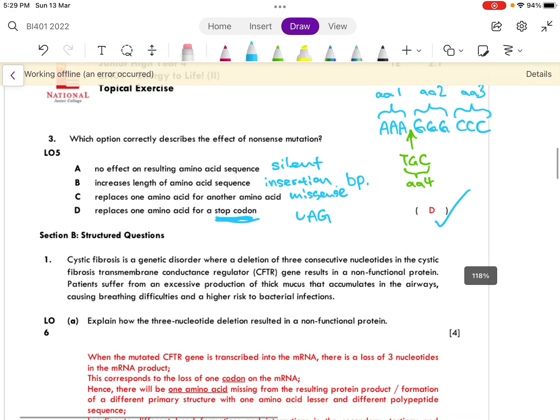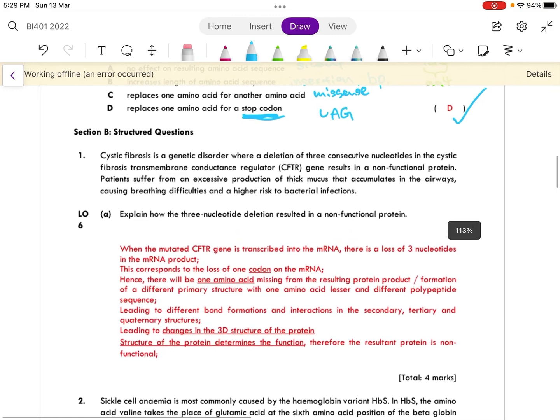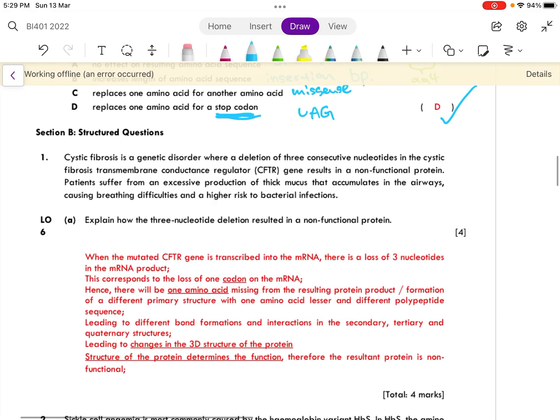Let's go to the structured questions. The first structured question uses a case study of cystic fibrosis, which is a genetic disorder. It says that this genetic disorder has a deletion of 3 consecutive nucleotides. In other words, if we say it's 3 consecutive nucleotides, we're saying that an entire codon has been deleted.